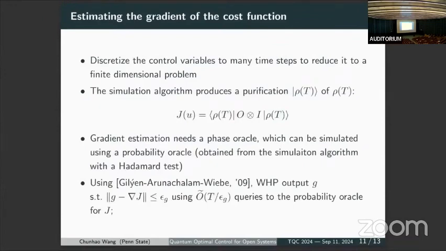So in this case, we use the quantum gradient estimation by Gilyén, Arunachalam, and Wiebe to estimate the gradient. The result says that with high probability, you can output an estimate of the gradient which is precise in terms of the two-norm error. And the query complexity is T over epsilon queries to the gradient oracle, which means the query to this Lindbladian oracle is T squared over epsilon. Okay.